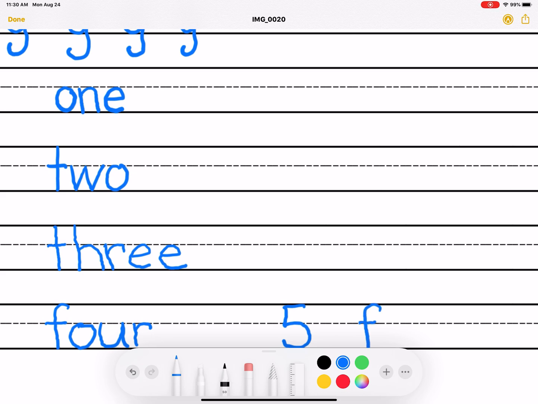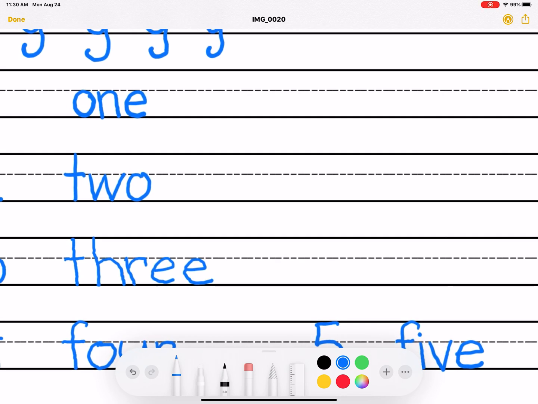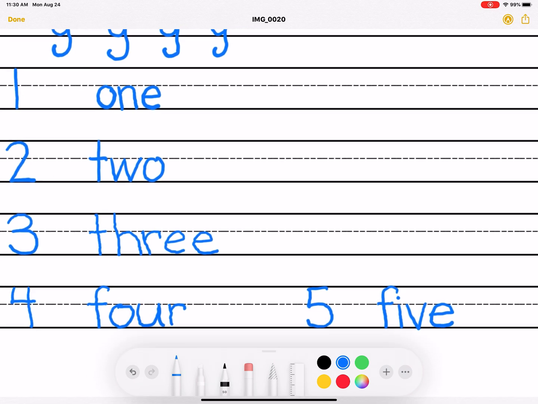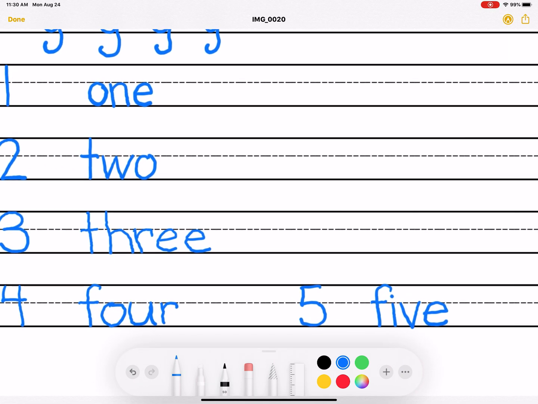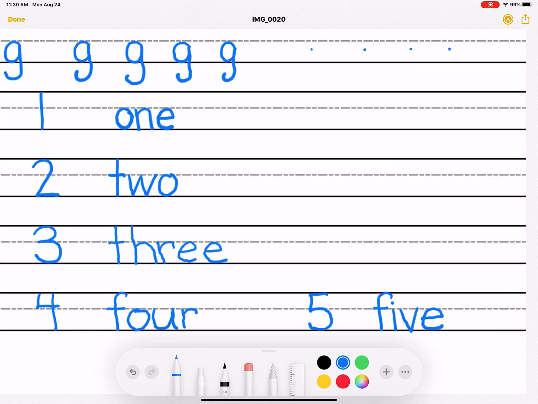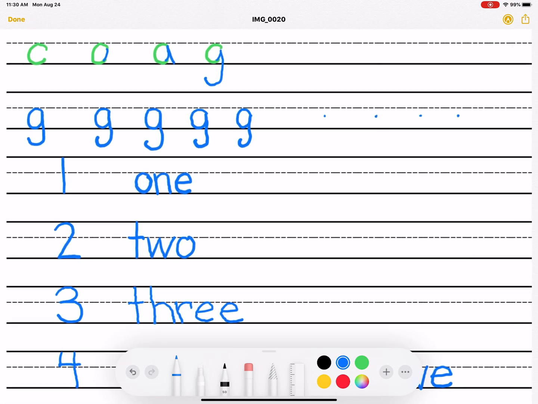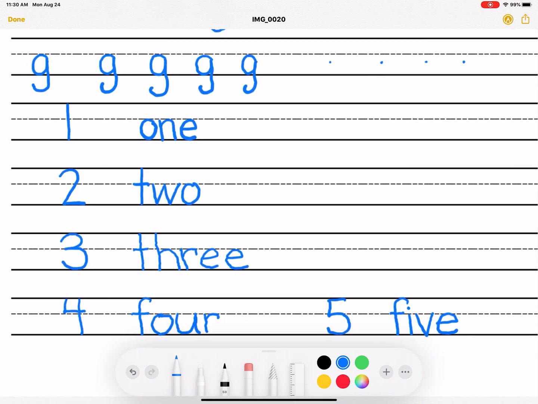F-I-V-E, 5, number 5. So there we go. 1, 2, 3, 4, and 5. You have the numbers written in digits and in text form. And these are important for first grade. I don't expect you to be able to spell all these right now, but you need to be aware of these numbers and be able to read them. So that was it for the numbers. Please pause the video and write those. And now you are done writing all these numbers.